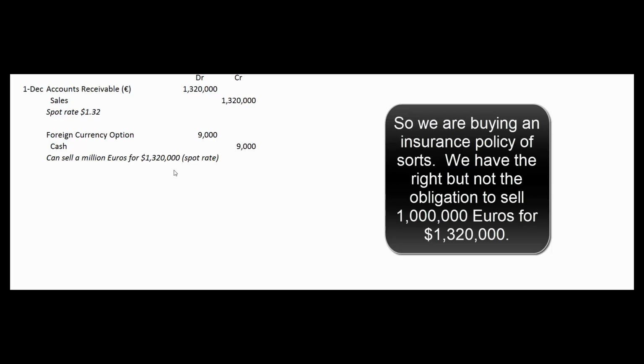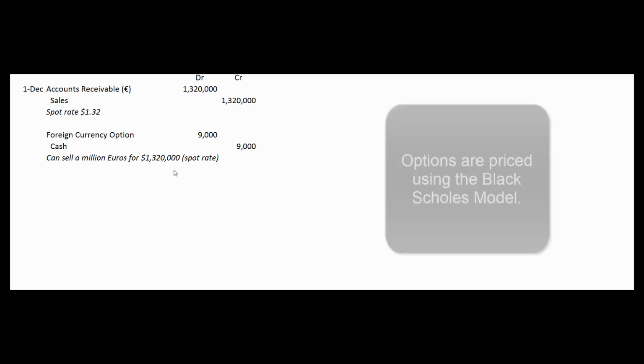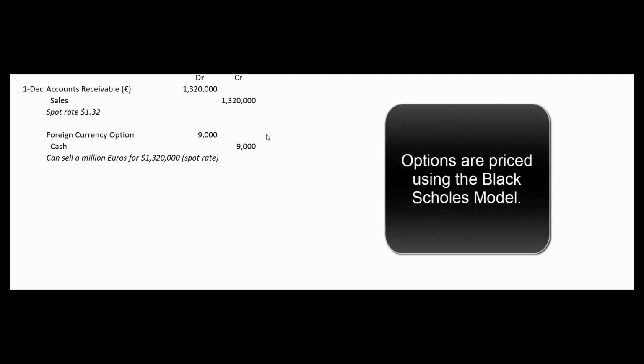How do we know how much that option costs? Well, the other party tells us. If you want to buy this option, it costs $9,000. We can buy it on an exchange, or maybe we have a single counterparty that we work with.